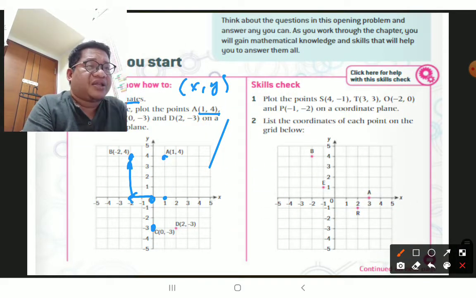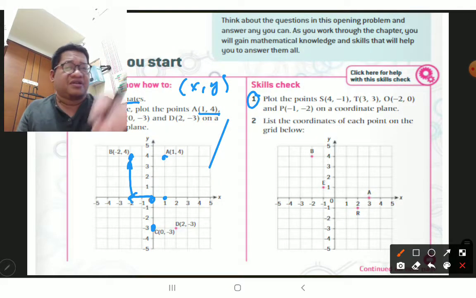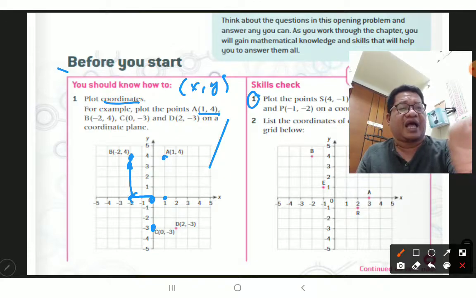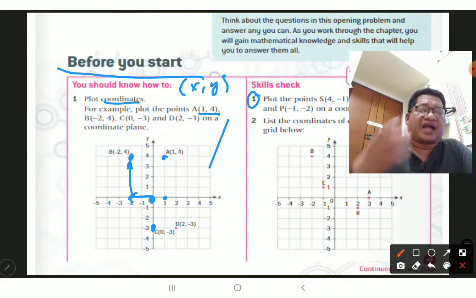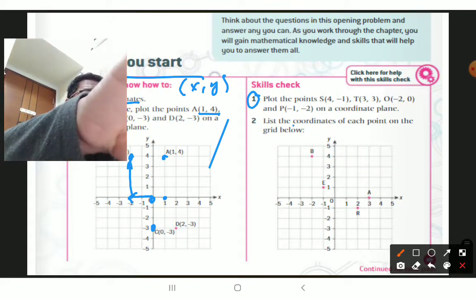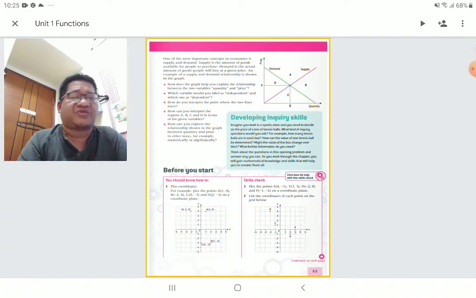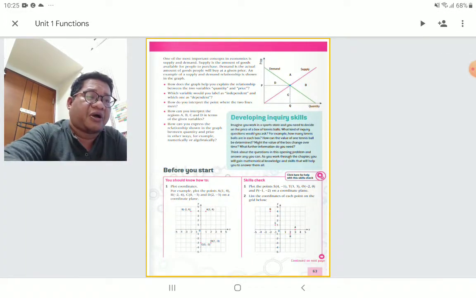Now, plot the points S, T, O, and list the coordinates of each point on the grid below. So this one is actually a question, so you can just try it by yourself. Something like this, guys, you actually need to do it beforehand. And if you don't understand, try to review what you have learned before in grade 9. Alright, I think you have learned that one in grade 7, that plotting.